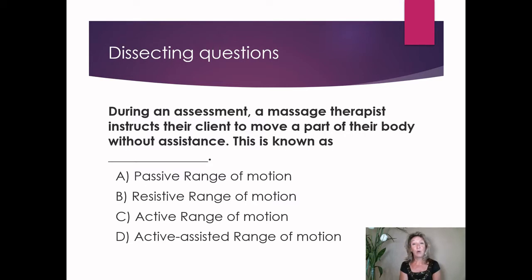A massage therapist instructs their client to move a part of the body without assistance. Let's get rid of two wrong answers. So our test taking strategy, right, is to get rid of two wrong answers. So active assisted, I don't know, is the therapist assisting? Not assisting, right? So not assisted range of motion. Resistive range. Did this question describe the massage therapist using resistance? It did not. So we can get rid of B and D because there's no resistance and there's no assistance. So you've got the two left, passive or active.